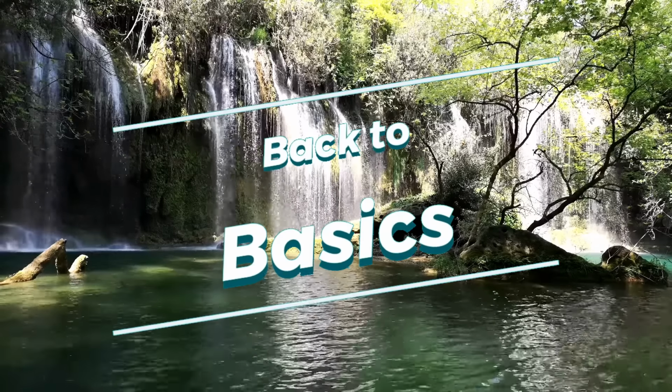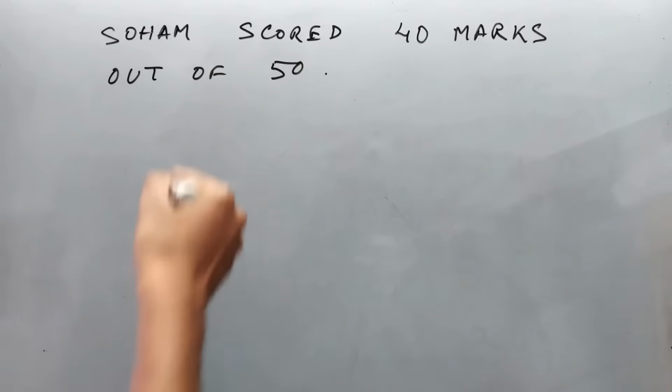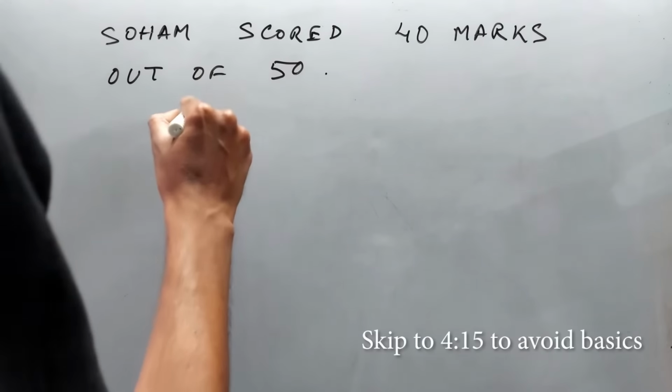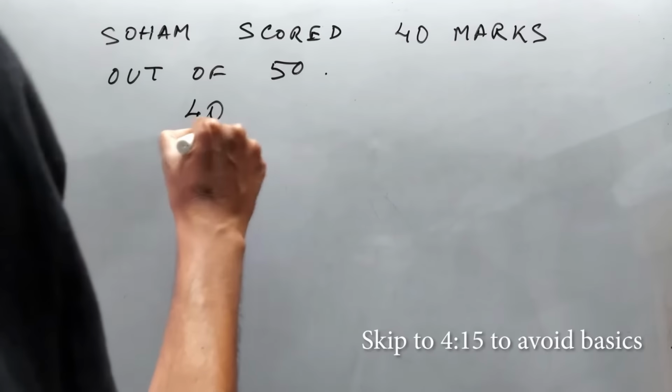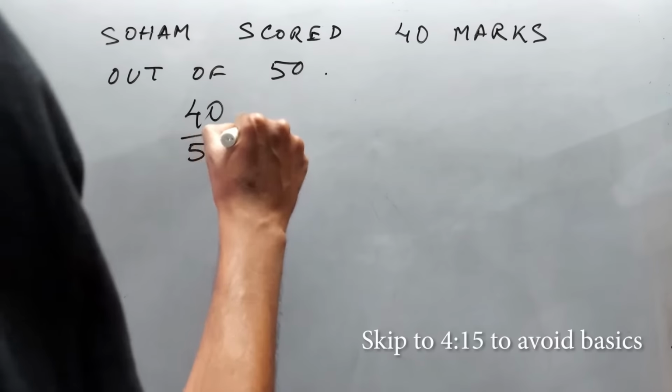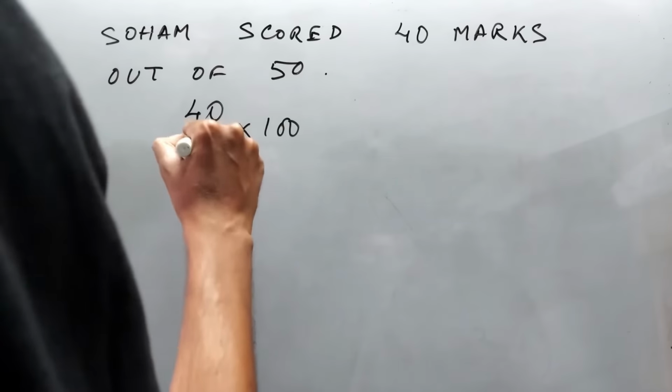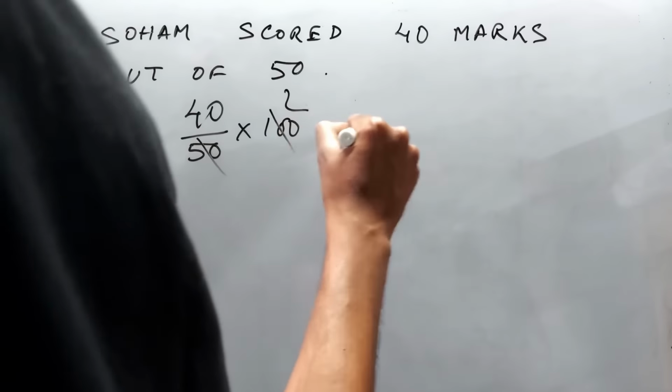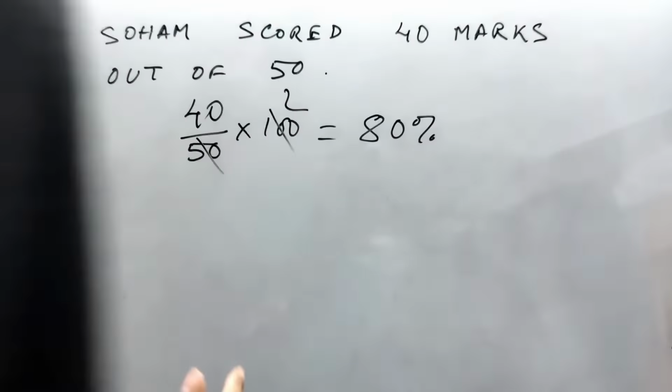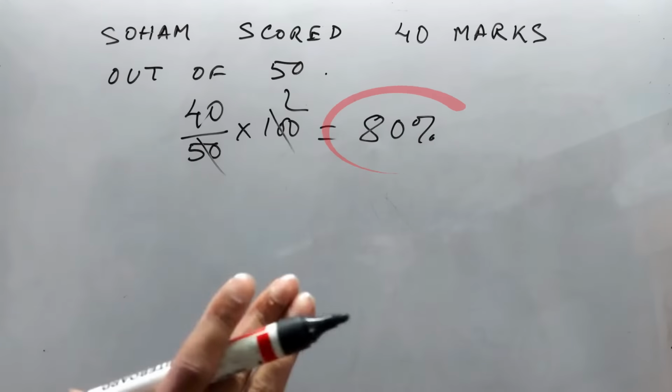Let's start with the basic. Soham scored 40 marks out of 50. The basic process is, so we know this very well, that is 40 over 50 into 100. So this is 2, which is equal to 80%. We know this very well. This is the basic thing.